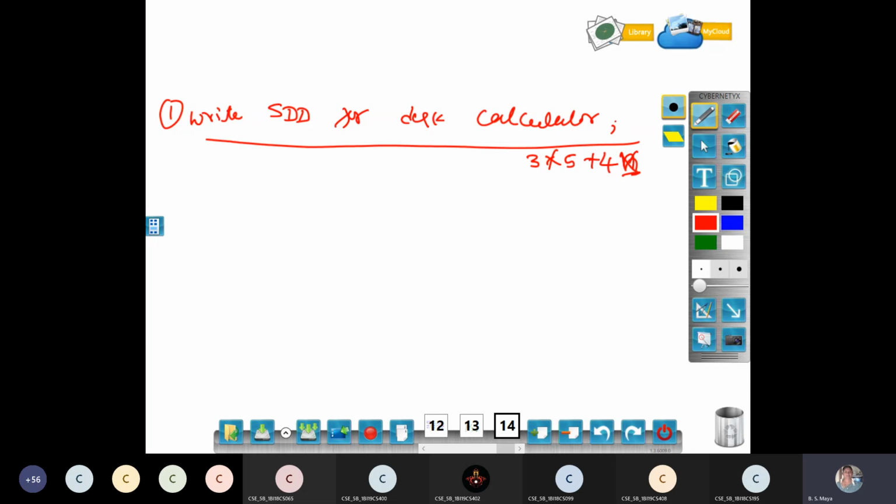If the question is given, I am doing bottom up parsing. Even if he is not mentioning it in the question, by default I am going to do bottom up parsing. I will write for the desk calculator. It contains all the operators. But in the exam, if you require more time to write all the operators, you can choose.